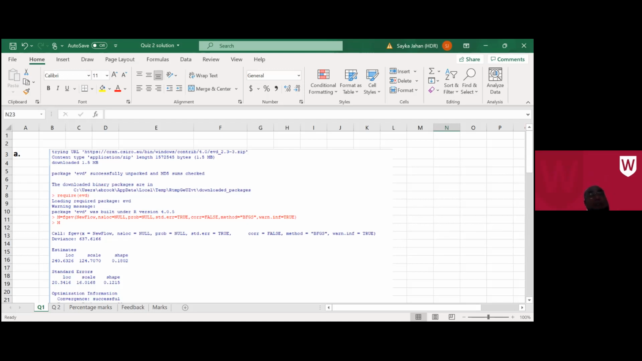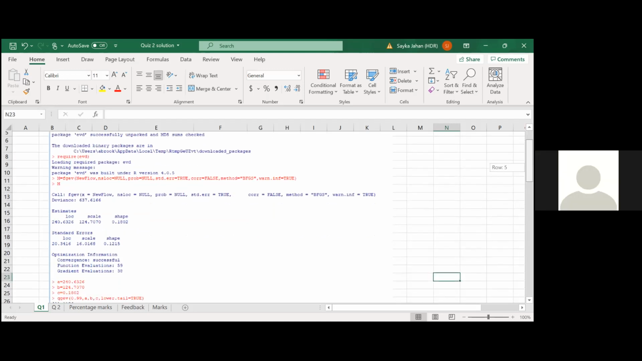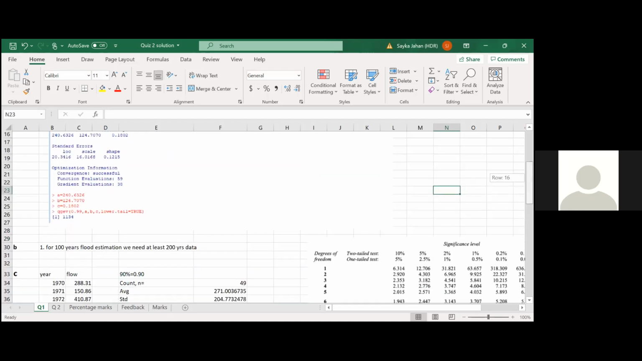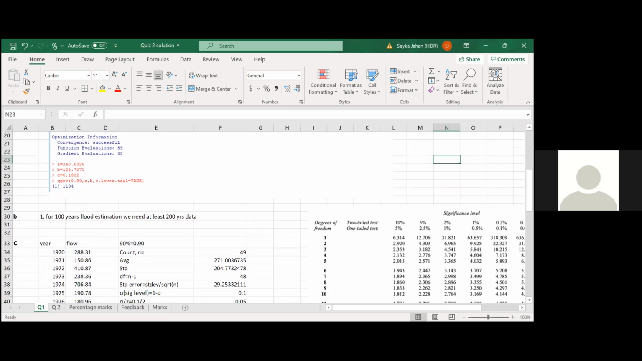Okay, Prof, thank you. Here, for the GEV distribution, the results are in the range of 1000 to 1150. And some students put the wrong scale. You put the standard error scale instead of the estimates. So I deducted some marks there. And for number B, Prof, can you please explain number B?